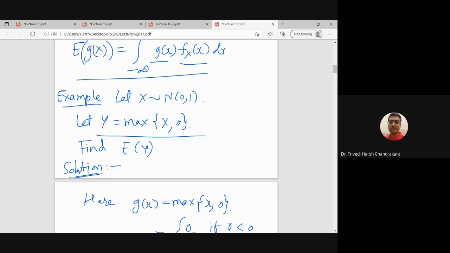So for all such functions, capital Y, we can find its expectation whenever it is convergent. Here again, we have not checked the absolute convergence because what is the range? The range is 0 to infinity, but we are taking the maximum function, right? So the range of capital X is minus infinity to infinity, but as you said, it is correct that the range of capital Y is 0 to infinity.